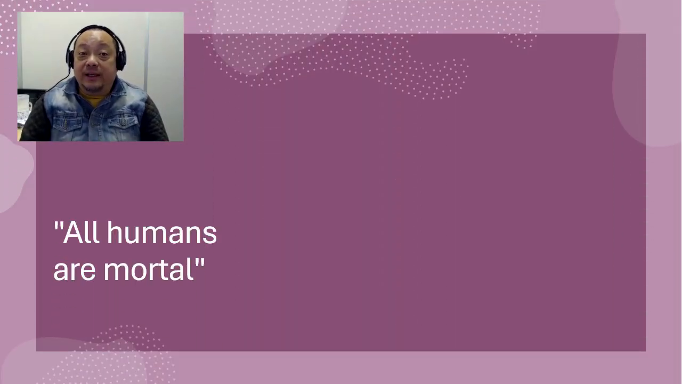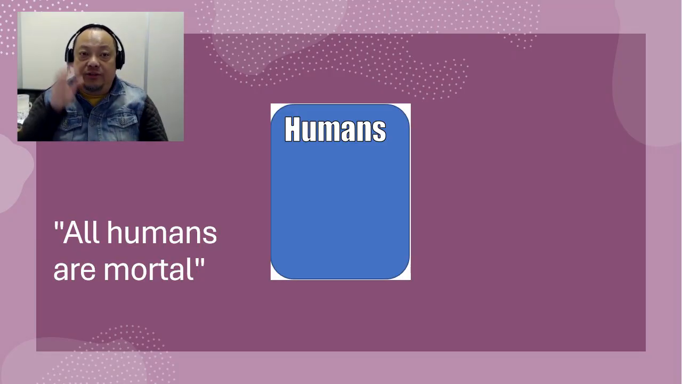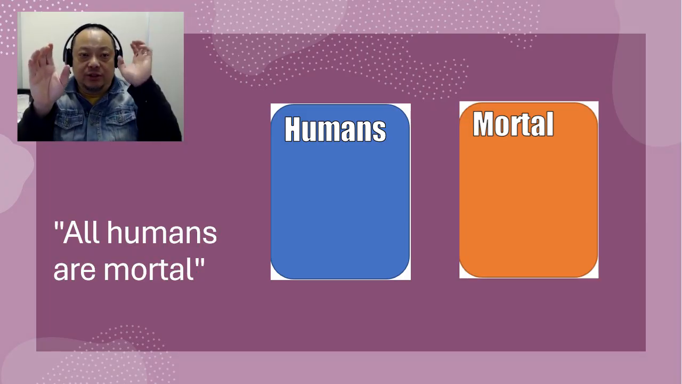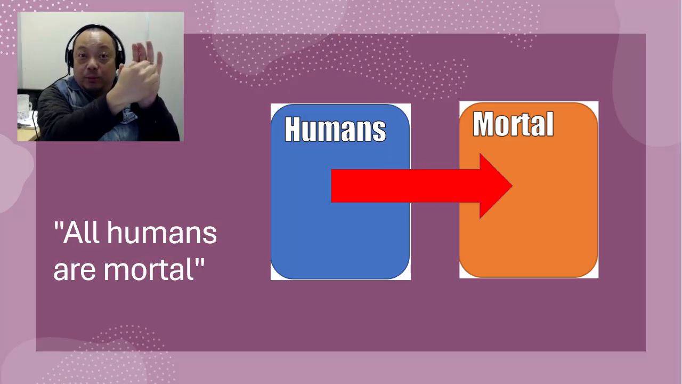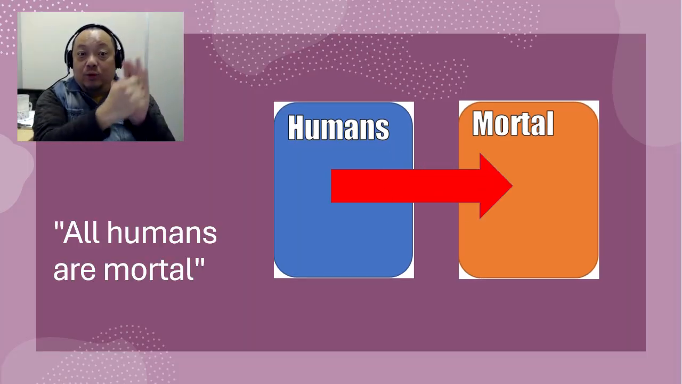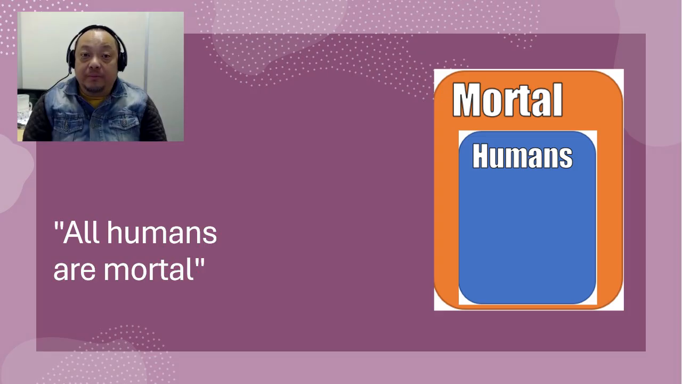Let's take a specific example. All humans are mortal. Here's the human set. Here's the mortal set. Since all humans are mortal, they all belong inside the mortal set. And we end up with this Venn diagram.